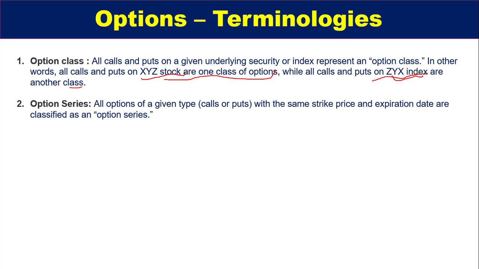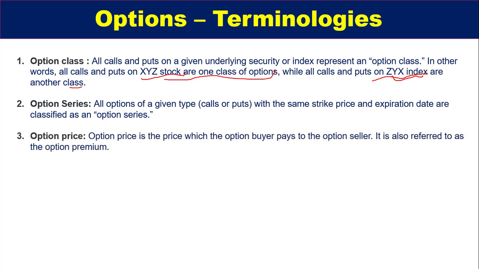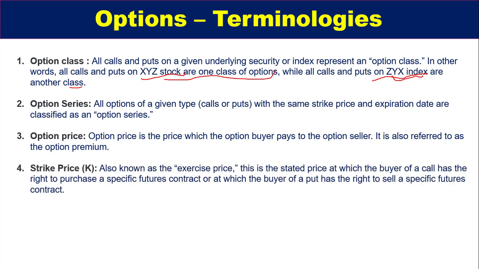Next, the option series. In an option series, all the options of a given type, whether they are calls or puts, with the same strike price and expiration date are classified as an option series. Now comes the option price. Option price is generally the option premium. Strike price, as I told you, is the exercise price.